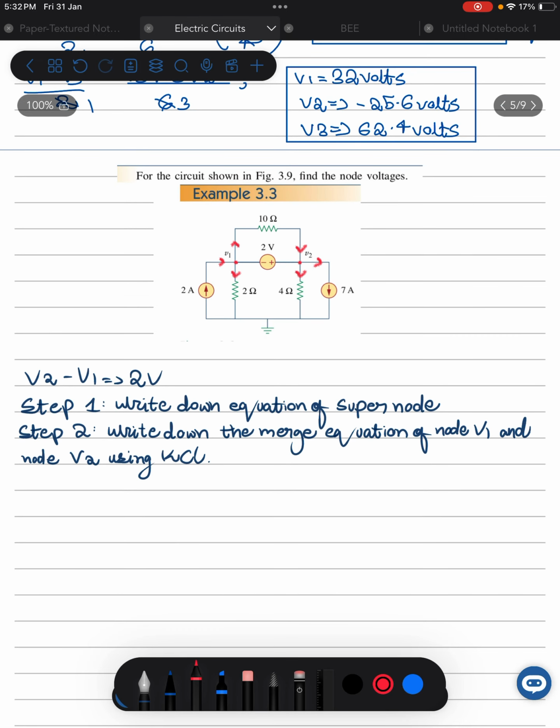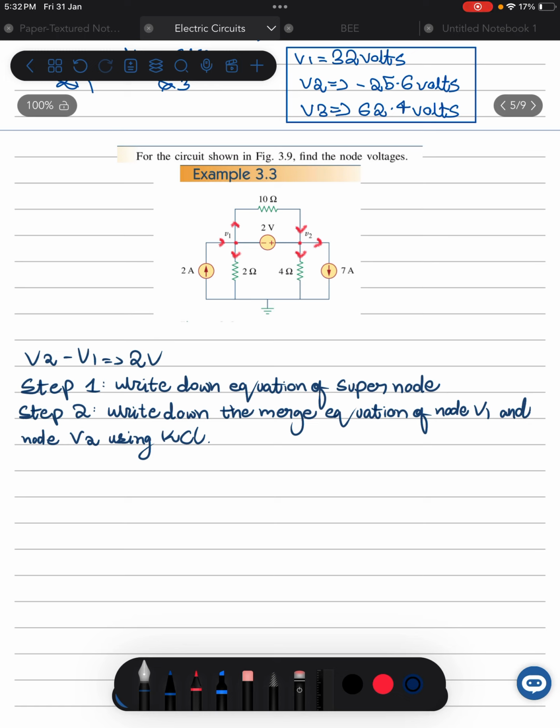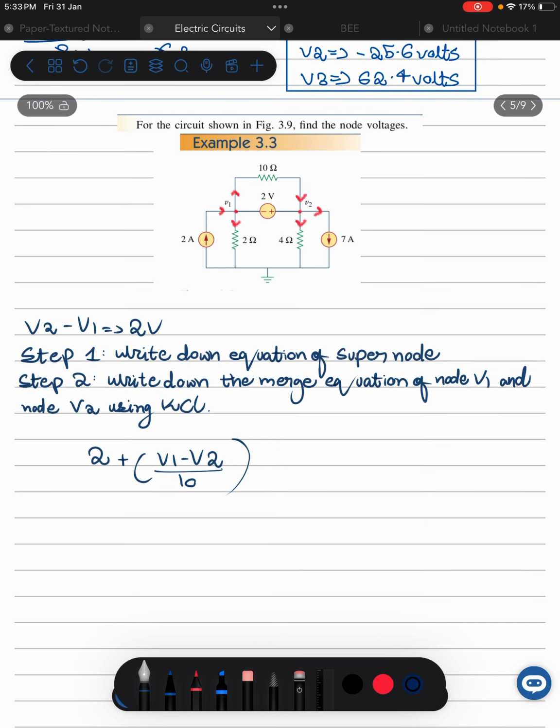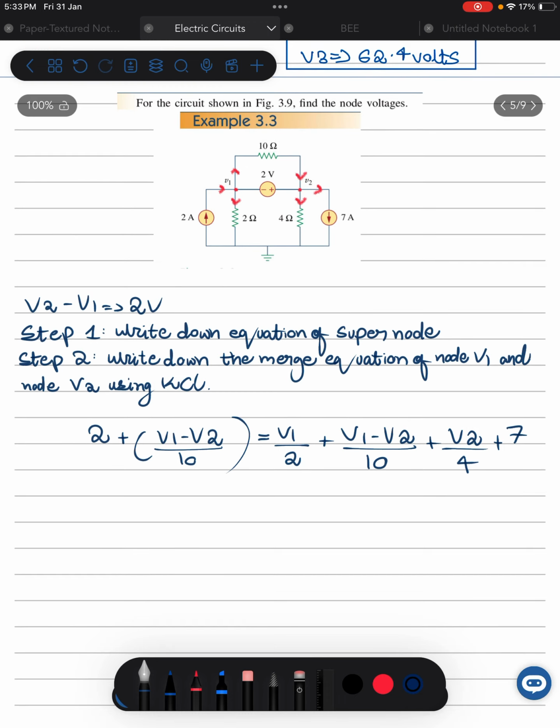Okay, so we can write down the equation as: the current of 2 amperes is entering, and the current of (V1 minus V2)/10 is entering node V2, and the current leaving node V1 is V1/2 plus (V1 minus V2)/10, and the current leaving node V2 would be V2/4 plus 7 amperes. As we can see, the (V1 minus V2)/10 factors cancel out.